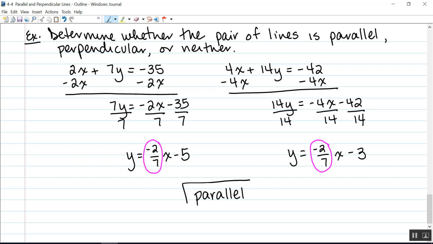So in this section, we took a look at how to write equations of lines that are parallel to each other and that are perpendicular to each other. If two lines are parallel, they have exactly the same slope. If two lines are perpendicular, then their slopes are opposite reciprocals of each other.